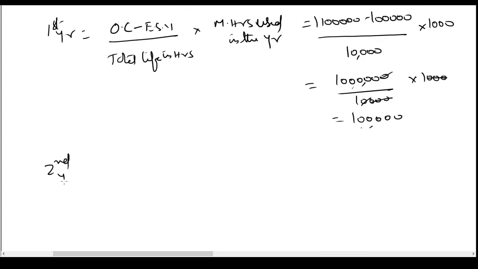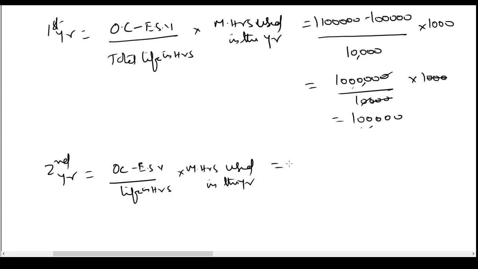What would be the depreciation for the second year? It will again be OC minus ESV divided by life in hours multiplied by machine hours used in the year or expected to be used in the year. So it will be same. 10 lakhs is the depreciable value. Original cost minus ESV is 10 lakh divided by 10,000 hours. In the second year we have used for 2000 hours during the year. So we'll cancel out these 3 zeros. So it will be 2 lakhs rupees of depreciation in the second year.